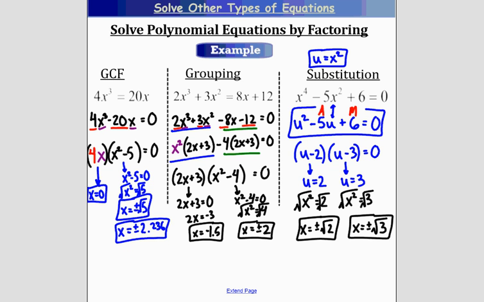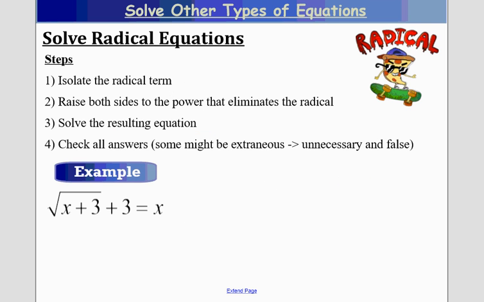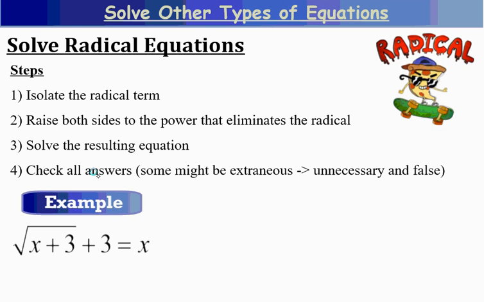So that is the first one. So we've got polynomial by factoring. The second type of equation are radicals. The steps for solving a radical equation, a root equation, it's the math term for a root, is to first isolate the radical term, get the radical term all by itself.